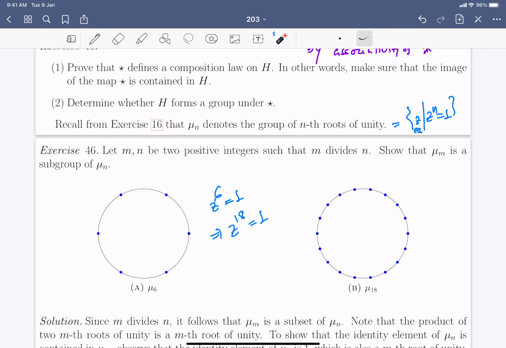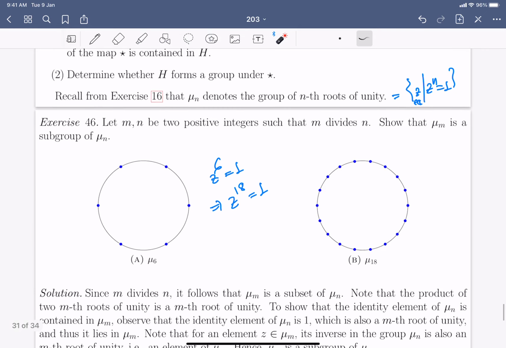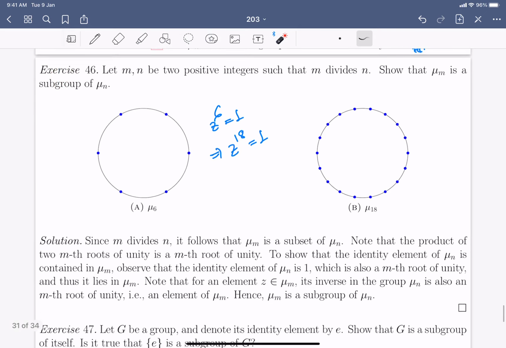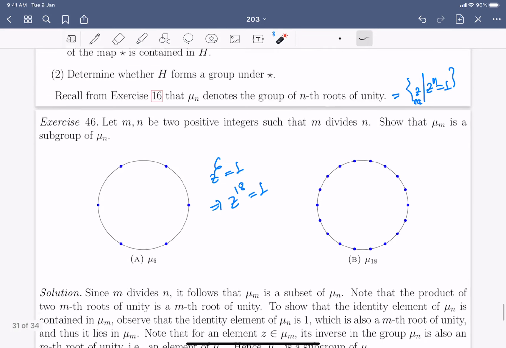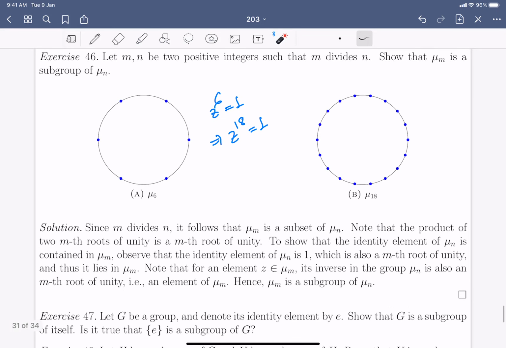This exercise says that we have to show this, so assuming that this exercise is correct, we have to just prove it, right? The first thing that is good to note is that mu m is indeed a subset of mu n, which is not true in general. For example, mu2 is not contained inside mu3. Here we do have that mu m is contained inside mu n thanks to this hypothesis that m divides n.